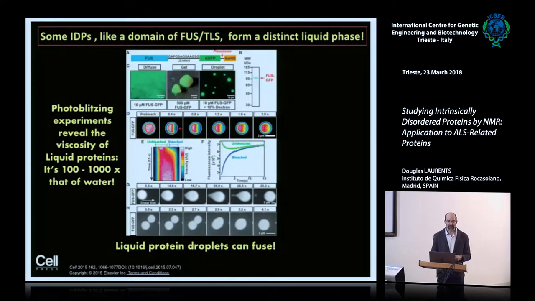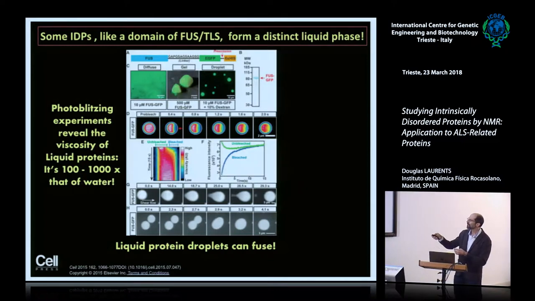And so some of these IDP proteins, like a domain of FUS-TLS, they form a liquid phase. And you can tell that they're liquids because these droplets fuse together. Okay, they act like liquids. And you can also use a laser, and you can photobleach part of a droplet that's labeled with a fluorescent protein, and you can measure how long does it take diffusion to fill in the bleached region.